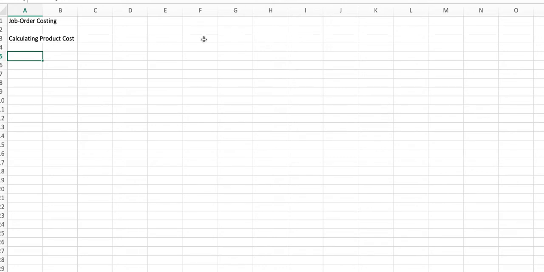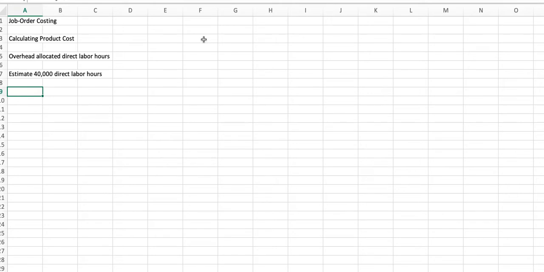I'm just going to talk through an example of how you would use job order costing and how you would calculate predetermined overhead rates. Let's just assume that we've got a facility that allocates overhead based on direct labor hours. So overhead is allocated based on direct labor hours. And let's say that we estimate 40,000 direct labor hours for the year.